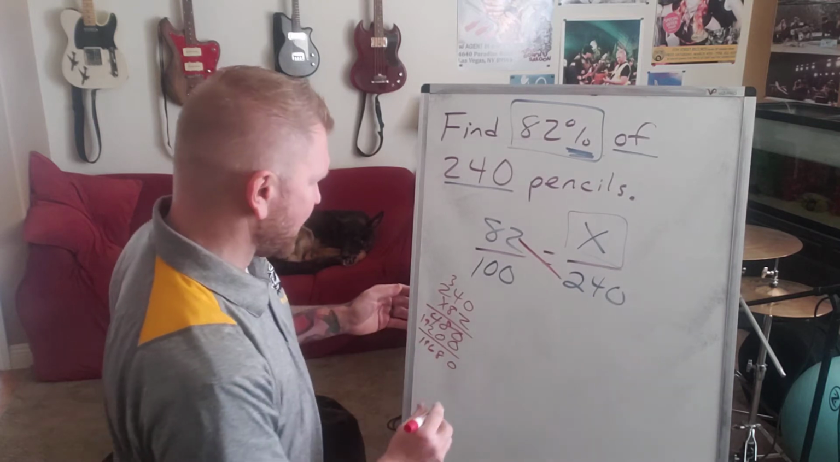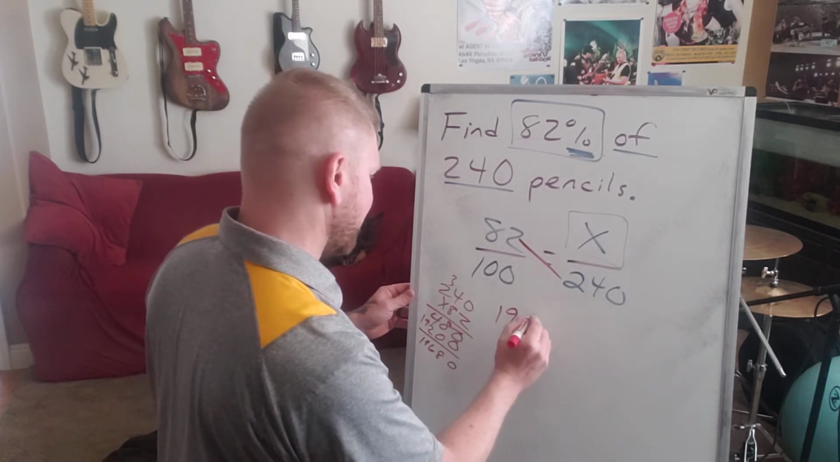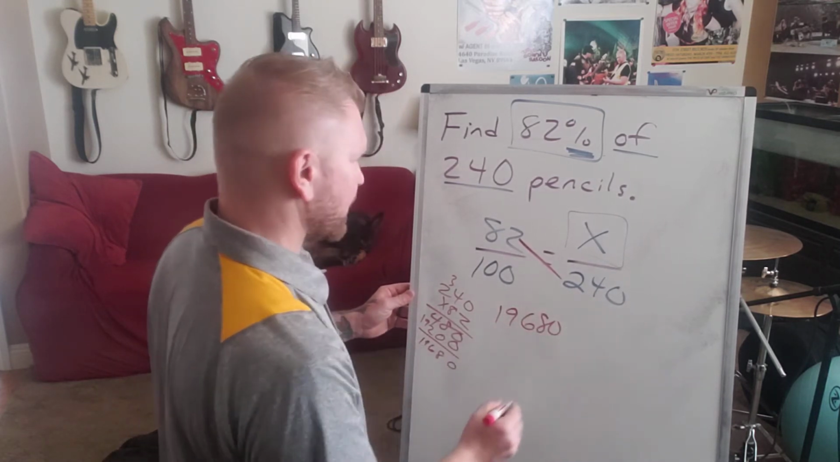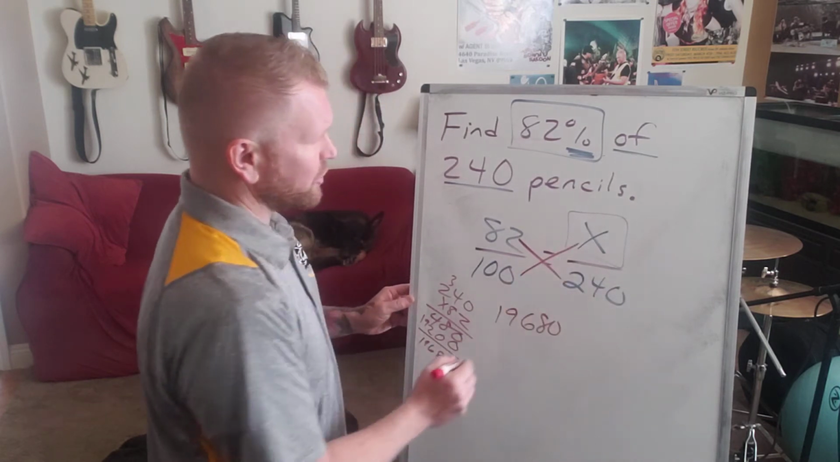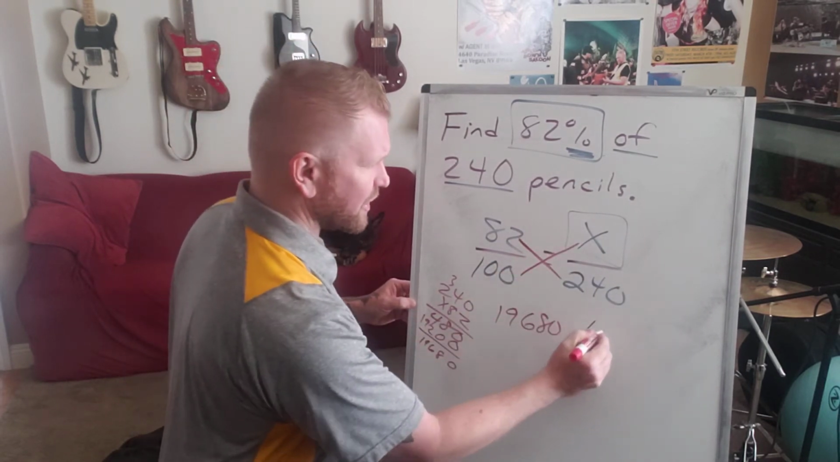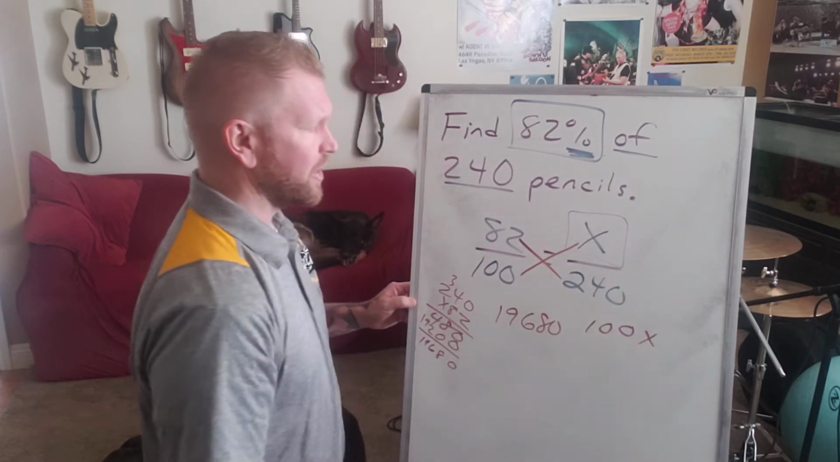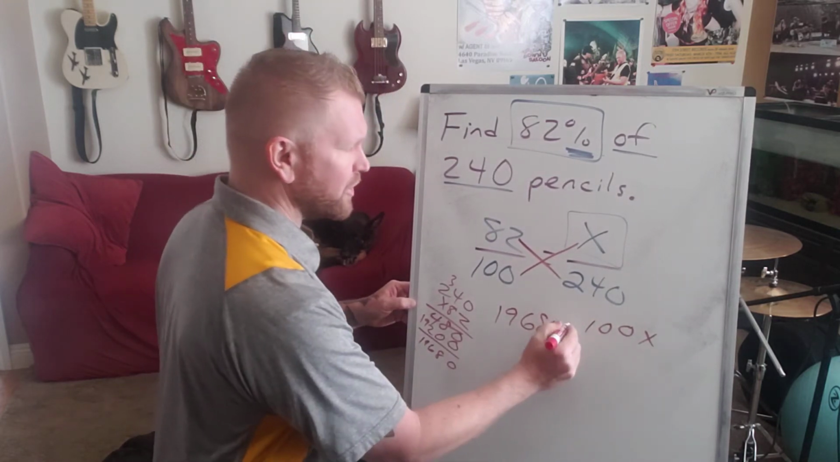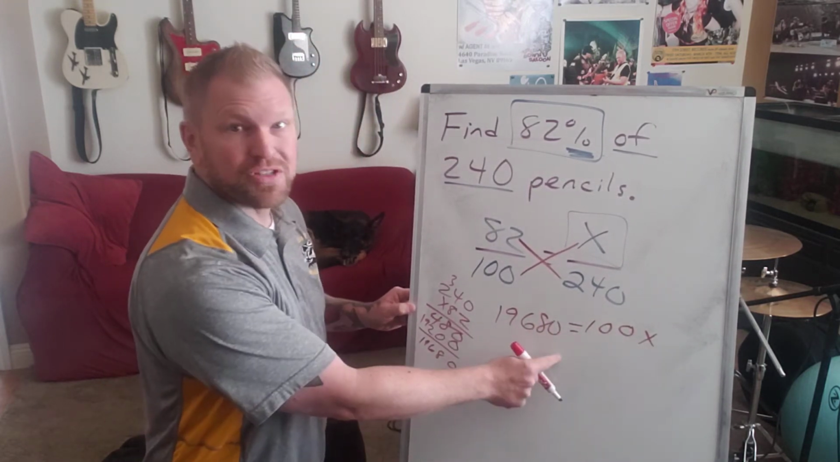I think it's 19,680. And then get this cross product, 100 times x. Again, that's just 100x. That's how you write 100 times x. In between them, put an equal sign. Now you've got a one-step equation.